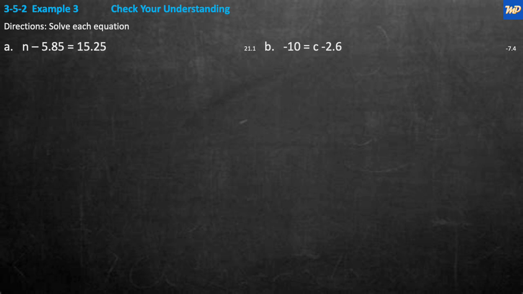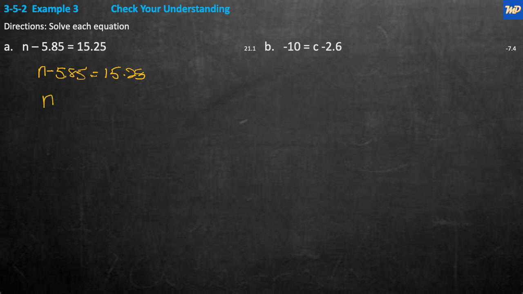Okay, so now that you're back, we're back together. Let's give it a try. We're going to start with A, and we're going to say n minus 5.85 equals 15.25. Oops, 15.25. Okay, so in order to get the n by itself with a coefficient of 1, which it has, so we don't have to do anything there, we're going to write n.